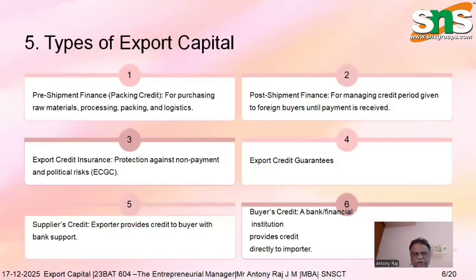Now, these are the types of export capital. We have pre-shipment finance, for example, for purchasing raw materials, processing, packing, and logistics. Then post-shipment finance for managing the credit period given to the foreign buyers until the payment is received. Export guarantee: protection against non-payment and political risk. This is a very important factor. Export credit insurance and export credit guarantees, and then supplier's credit: exporters provide credit to buyers with bank support. This is a very important point of view. And buyer's credit: the bank or financial institution provides credit directly to the importer.